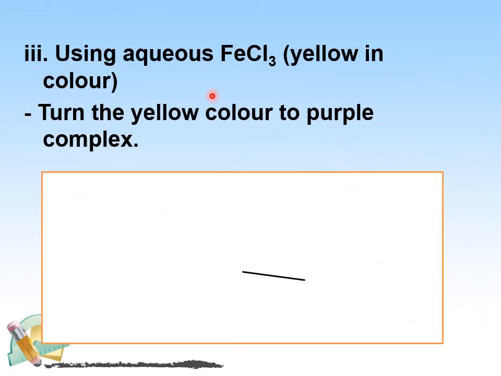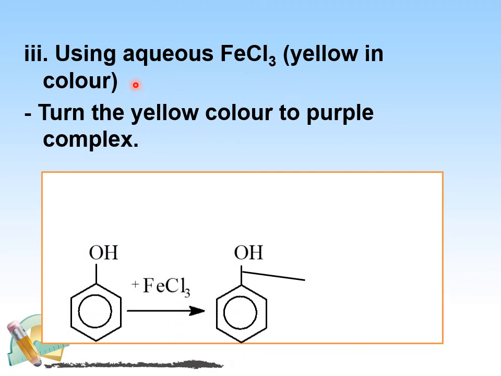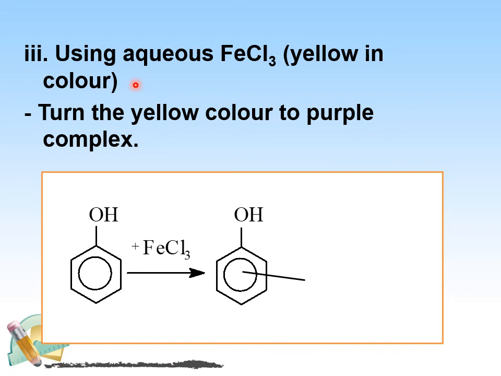Right, there is one more phenol test. This time we use aqueous ferric chloride, which is yellow in color. And if phenol is used in the reaction, the yellow color is going to turn into a purple complex, whereby the ferric chloride is going to be attached to the benzene ring.